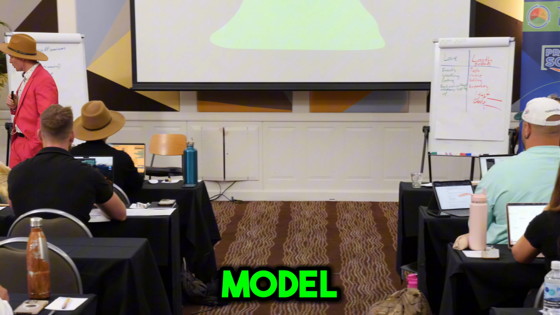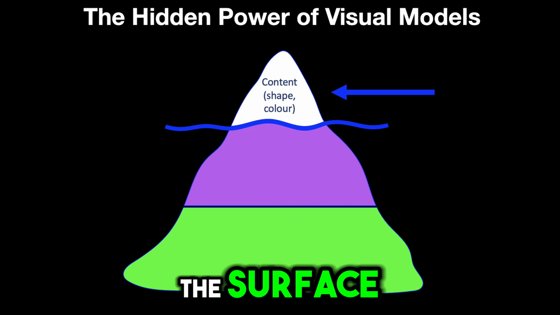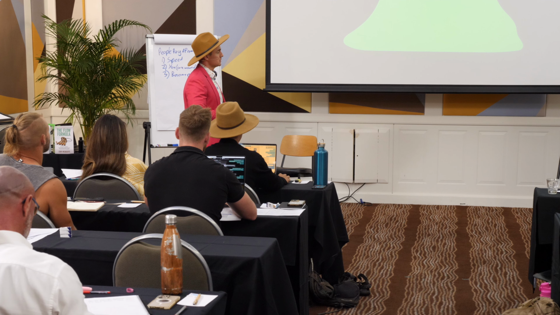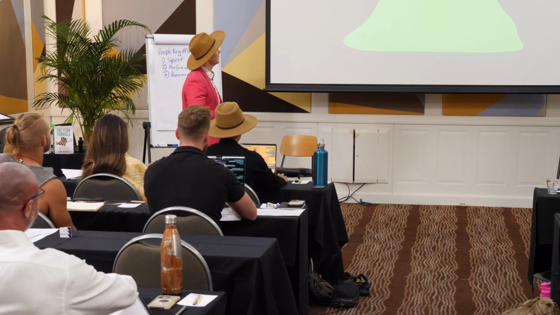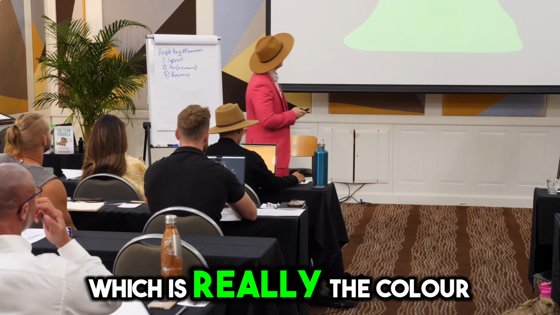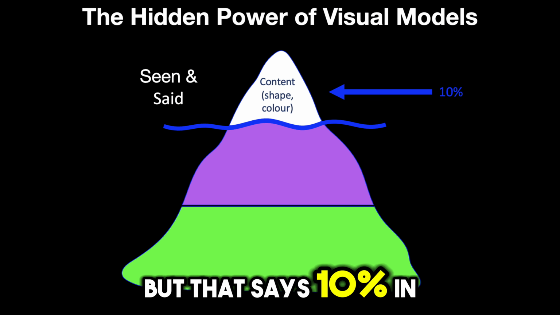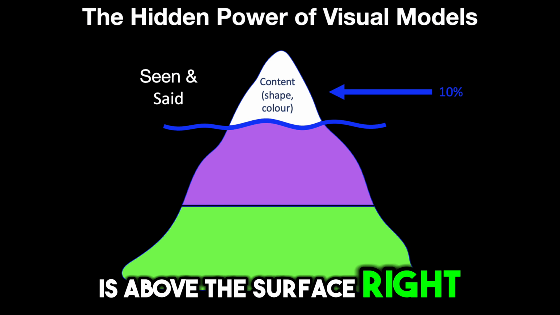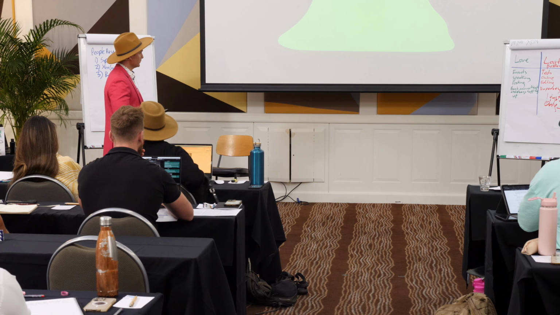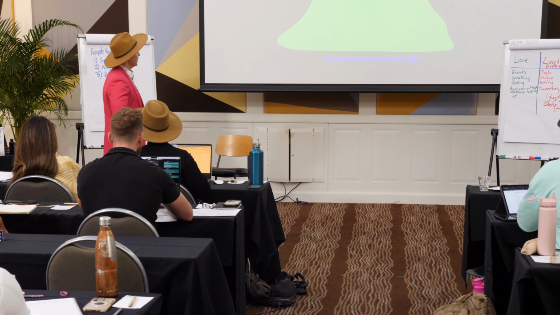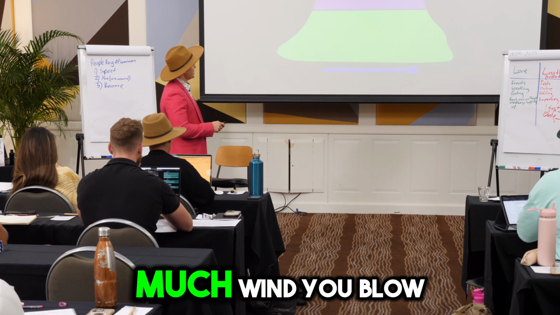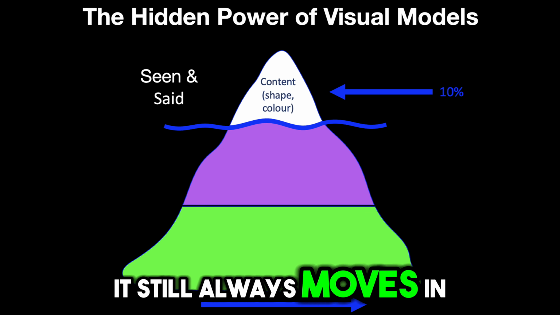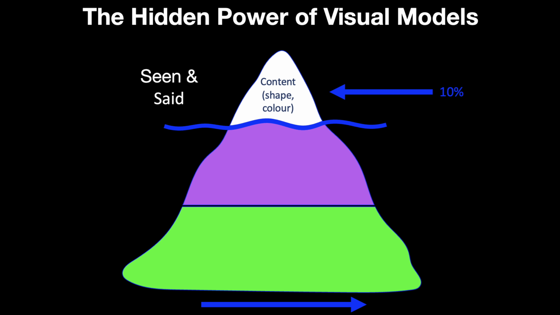When most people see a model, what they see above the surface is just the content of the model. They see the shape, they see the color. They just see the content of it, which is really, the color's a bit off, but that says 10%. In an iceberg, only 10% of the iceberg is above the surface, right? And it doesn't matter how much wind you blow on top of the iceberg, it still always moves in the direction of the base.